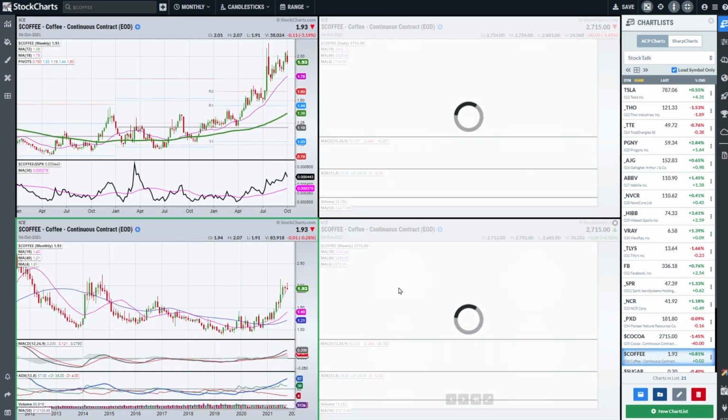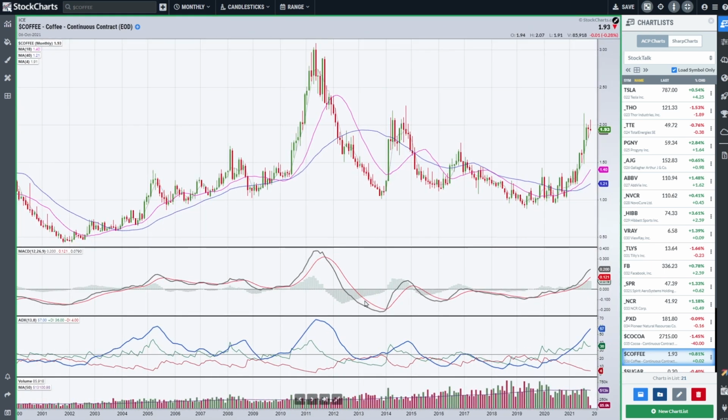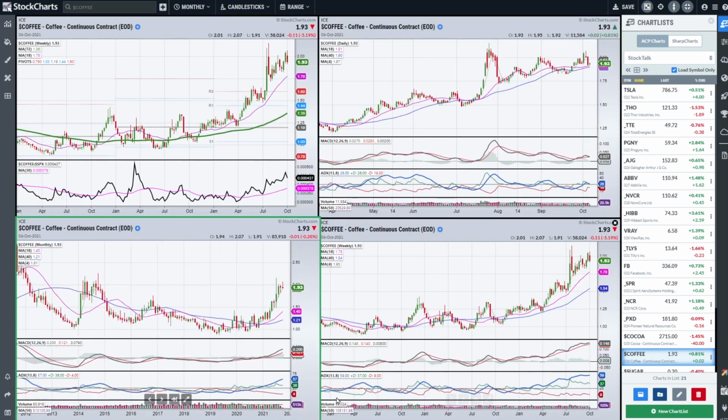Let's look at coffee, because look at the difference. I want to show this on the bigger picture. Look at this break of the downtrend. We work sideways, and now we're starting to lift off. Look at the ADX strength. Look at the MACD confirming. I mean, this is a really powerful trend.